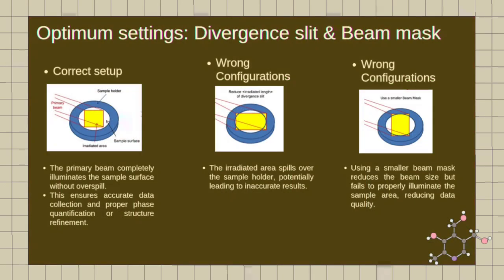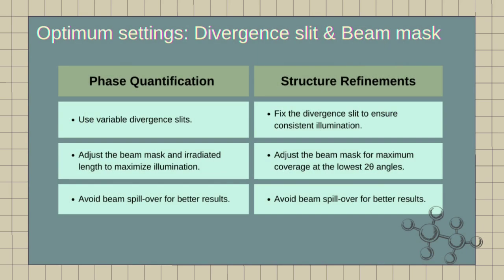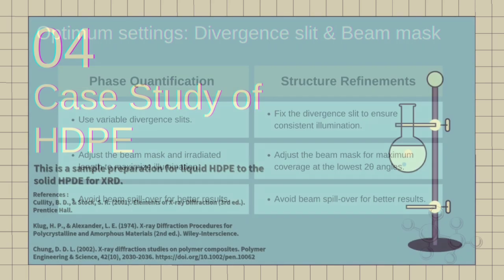The correct setup ensures that the primary beam fully illuminates the sample surface without overspill, allowing for accurate data collection. Using wrong configurations, such as a divergent slit that overspills or an undersized beam mask, can compromise data quality. Following these guidelines, you can ensure that your XRD equipment is configured correctly, leading to precise and reproducible results.